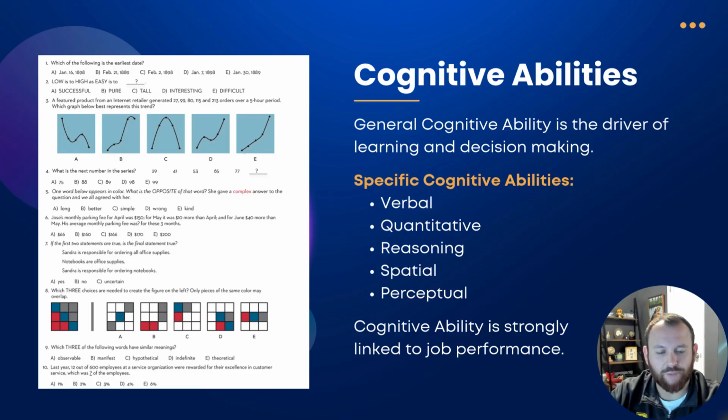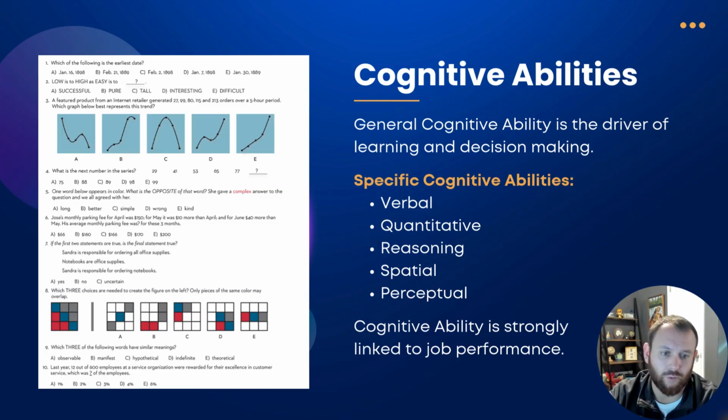So as we move into chapter 10 from chapter 9, chapter 10 focuses on ability. One of the key types of ability that this chapter focuses on is cognitive ability. And cognitive ability is really the main driver of someone's ability to learn and also decision making. So there's 5 specific areas that cognitive abilities look at.